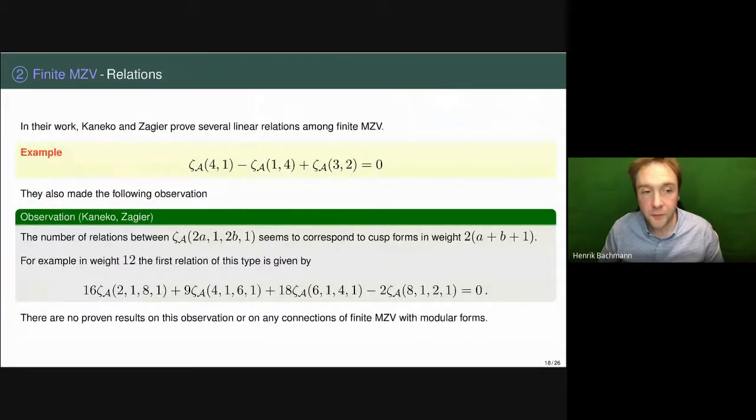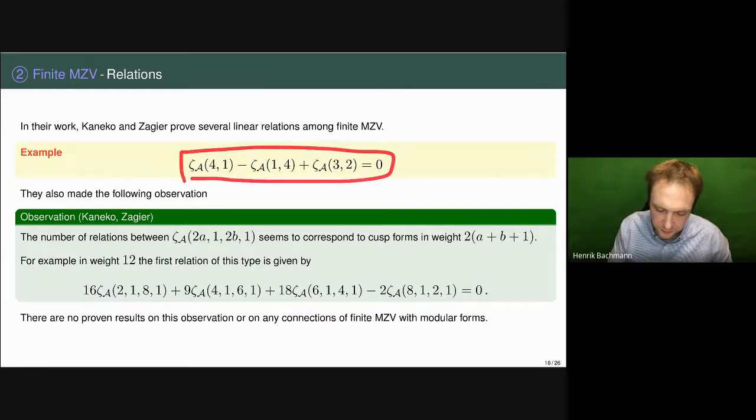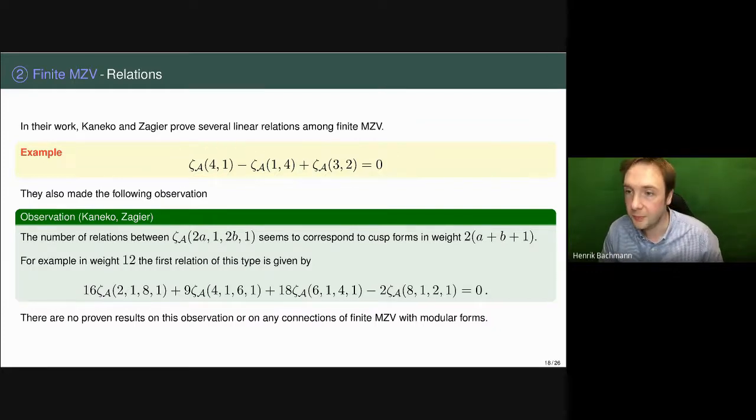And now for these finite multiple zeta values, there's some kind of analog for the double shuffle relations. It's not exactly the same, but there's this harmonic product. But the shuffle product does not hold, but there's a so-called linear shuffle relation. But there's, again, a family of relations where we expect that they give all relations. And using these, one can show that, for example, this relation holds for finite multiple zeta values: zeta A(4,1) minus zeta A(1,4) plus zeta A(3,2) equals 0.